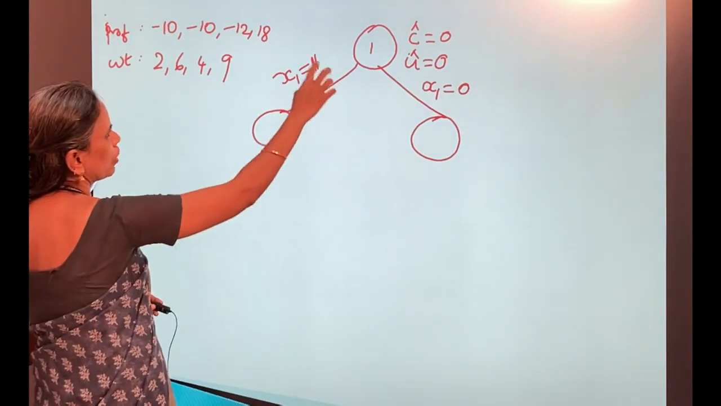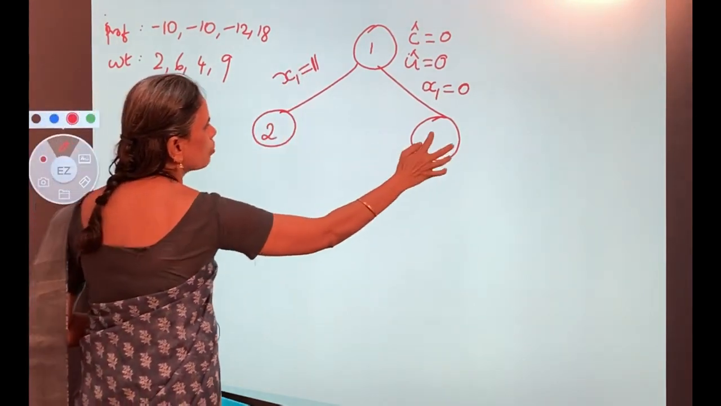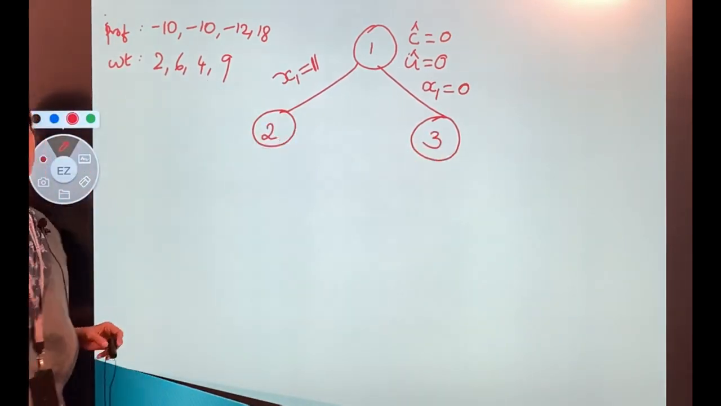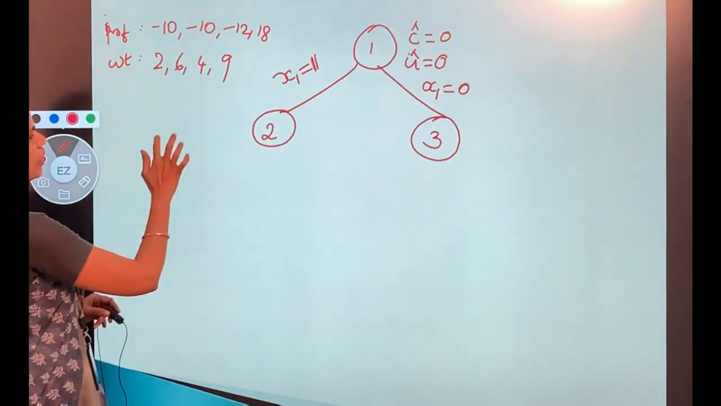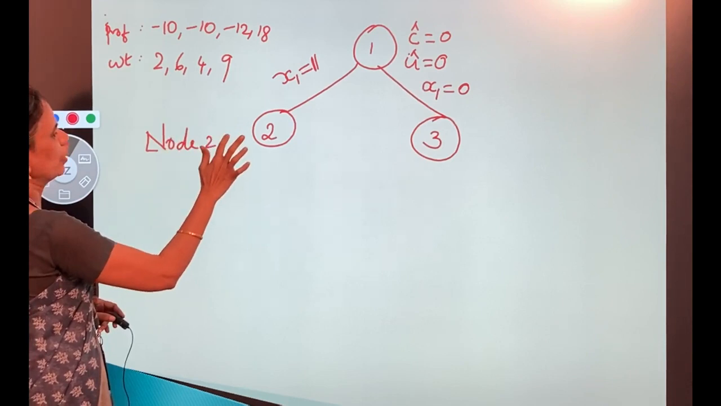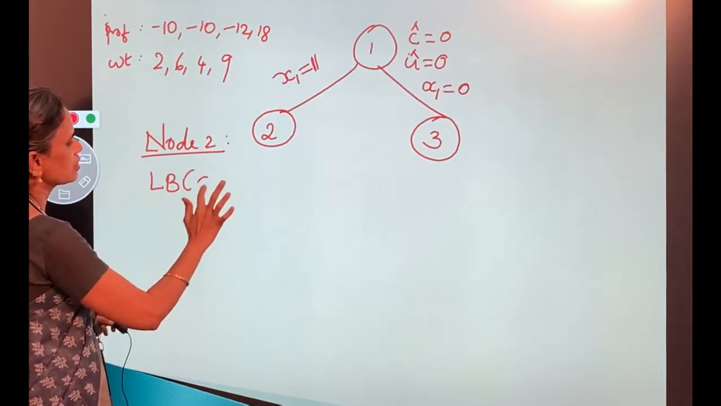So first we insert object 1 into the knapsack, make this node 2 and make this node 3. For each and every node we have to find the upper bound and lower bound. So for node 2 we are going to find the upper bound and lower bound. The lower bound can be represented as C cap.